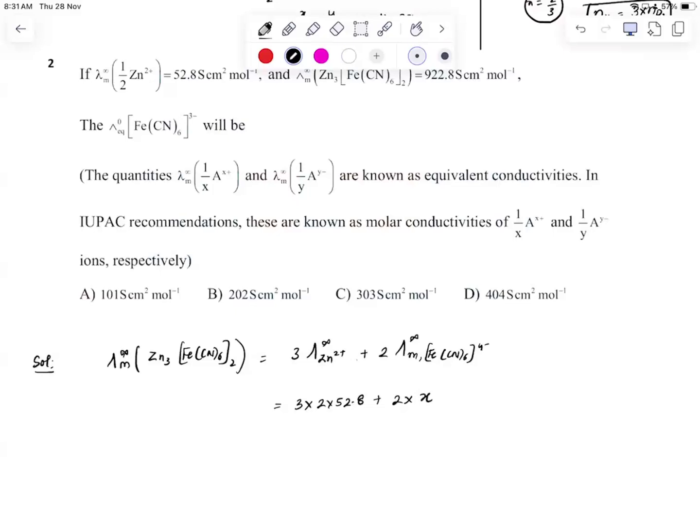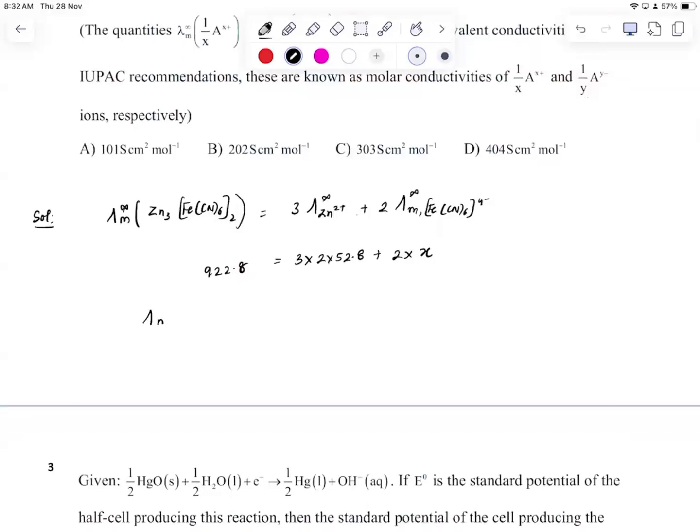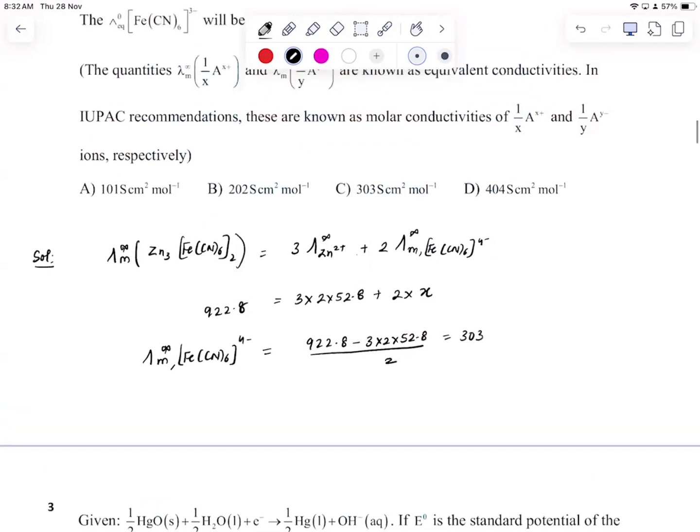And that will be equal to, first we'll find out the equivalent form of it and then we can find out the rest. So that is equal to this entire thing, which is 922.8. So this is what has been given to us. So see, what is that we can calculate? Lambda m infinity of Fe Cn6 4 minus will be equal to 922.8 minus 3 times of 2 times of 52.8 divided by 2. Now this value is coming out to be 303.